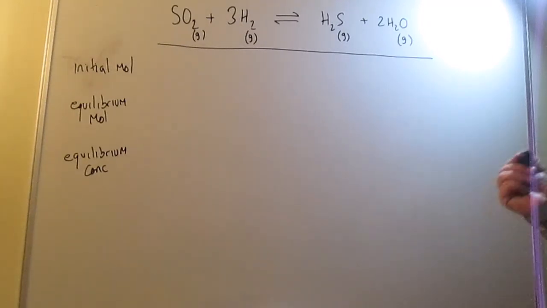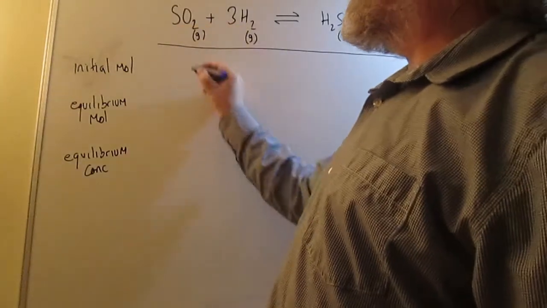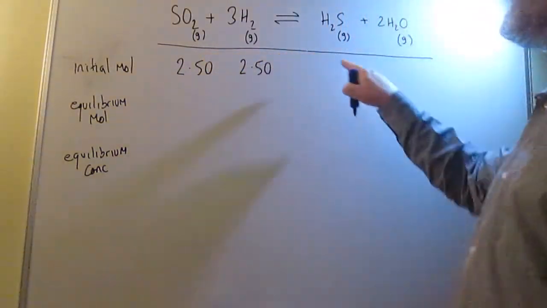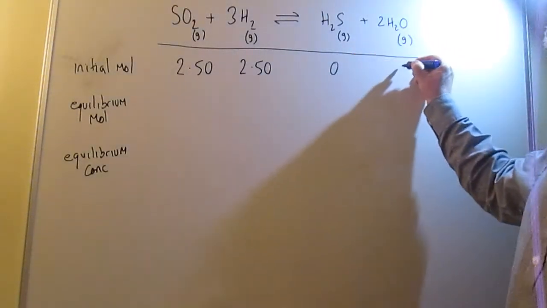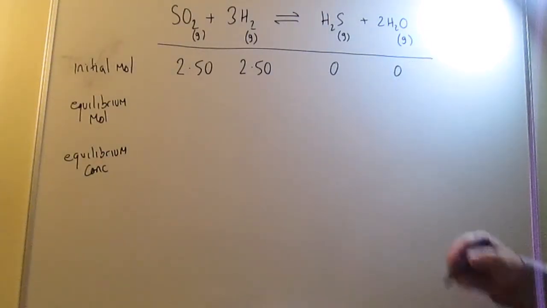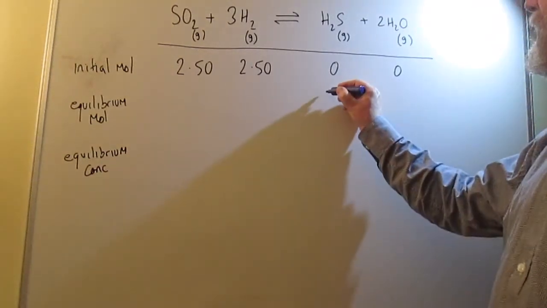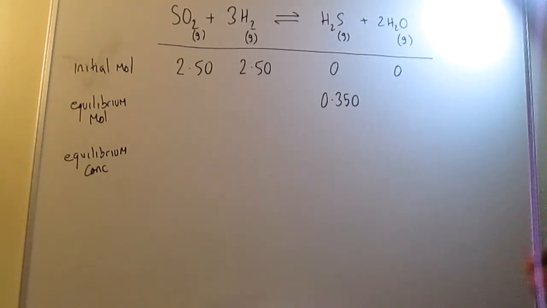So what the question tells us is that to start with, we have 2.5 moles each of these two substances, so we can write those two in. It doesn't mention having any of these, and if it doesn't mention them, that means that there wasn't any, so these are 0 to start with. And it also tells us that once it reaches equilibrium, we now have 0.350 moles of H2S. So we can write that one in as well. So those data all come from the question, and that's all that the question tells us. So the rest of those numbers are going to have to come from calculation.